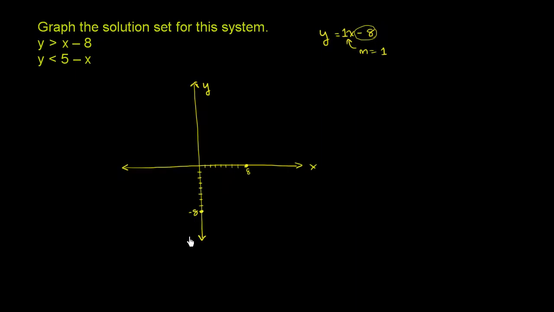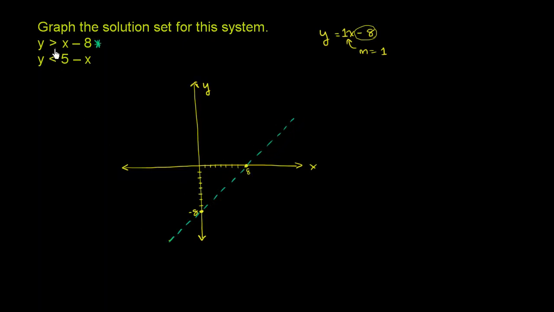And actually, let me not draw it as a solid line. If I did it as a solid line, that would actually be this equation right here. But we're not going to include that line. We care about the y values that are greater than that line. So we want to do a dotted line to show that that's just the boundary, and we're not including that in our solution set. Let me do this in a new color. This will be the color for that inequality. So that is the boundary line.